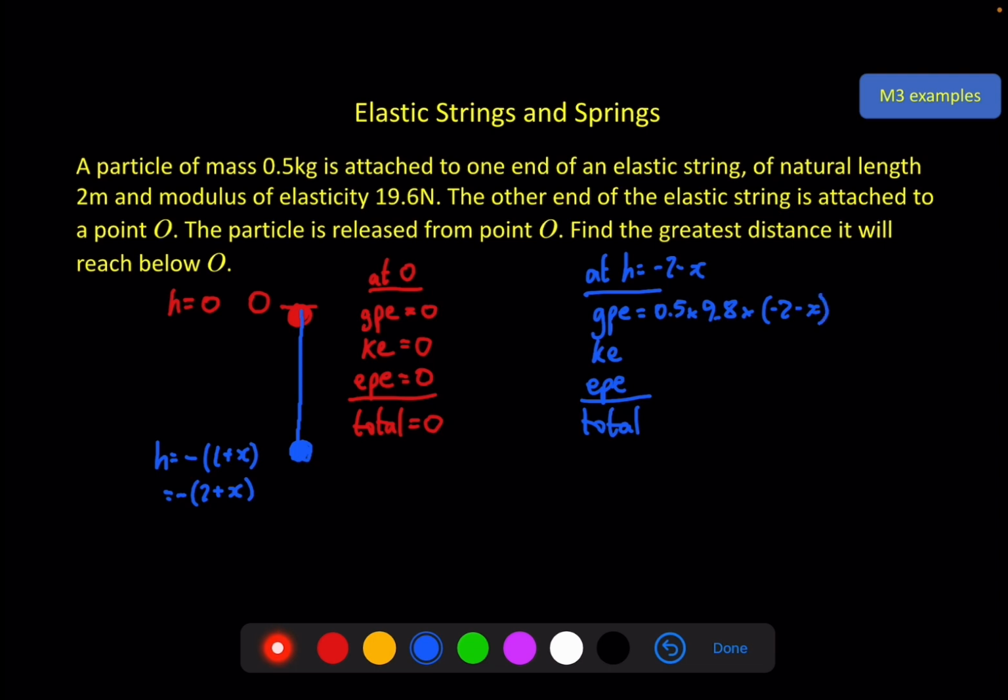The kinetic energy at the greatest point, as it stretches to its maximum stretch here and is about to come back up, that gives V is equal to 0.